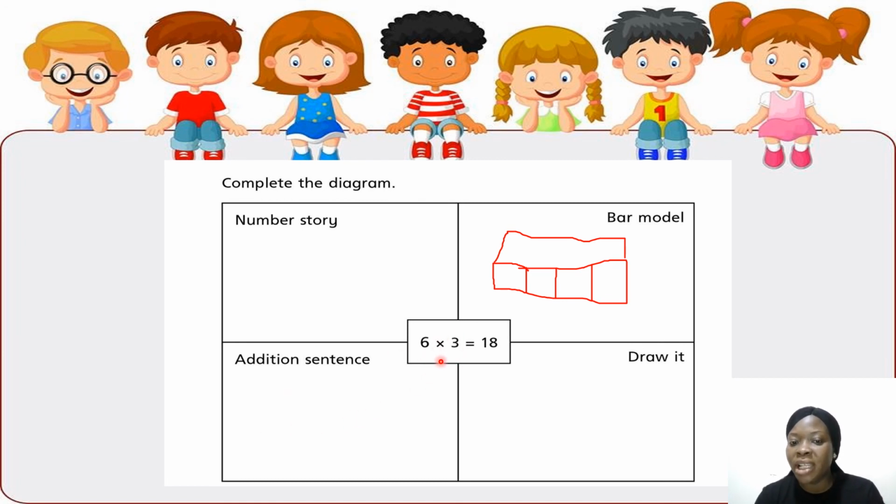Over here, we have 6 times 3 is equal to 18. So what will be our addition sentence? That will be 3 plus 3 plus 3 plus 3 in how many places? 6 places. Okay. Now it says draw it. Draw your number story. I wouldn't know what you have represented your number story with. So draw your number story like you saw the birds on the tree, or the bananas. So draw your own representation, and that will be all for this.